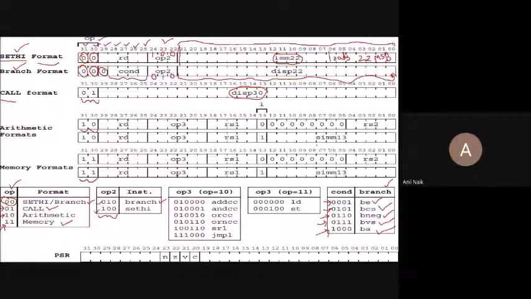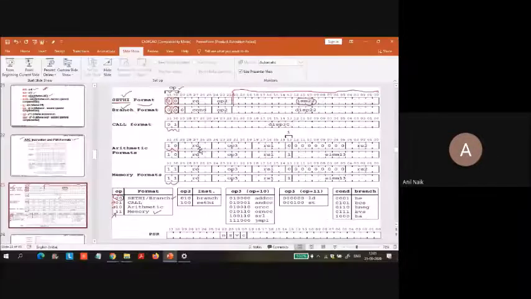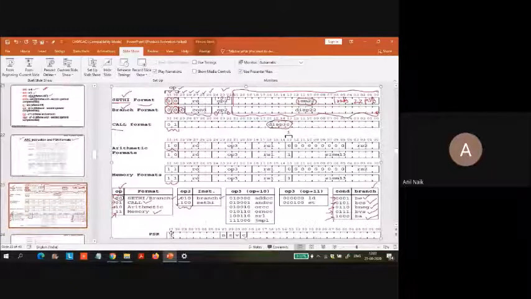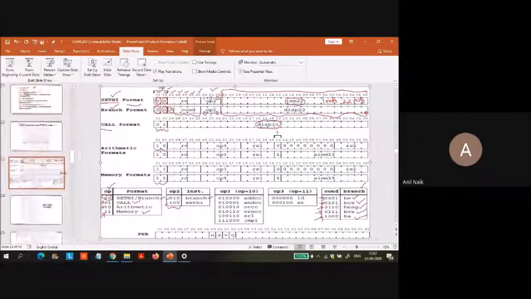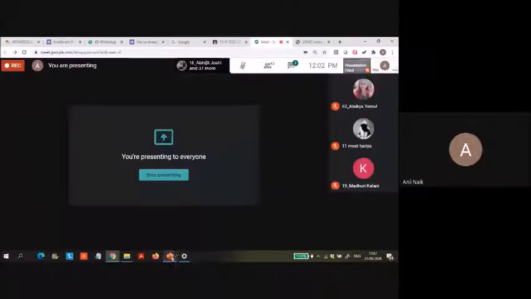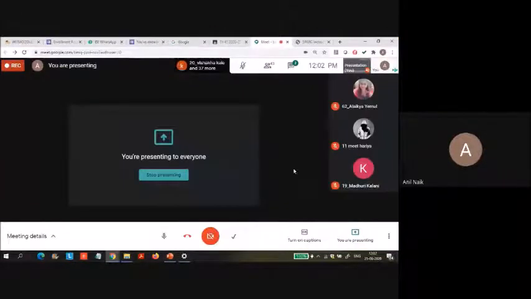Okay, so now I want to know from your side, are you getting these 3 instructions? Here you have to remember these tables also. These OP, OP2, OP3 are related to arithmetic and memory instructions, which will come. Are you getting this, or shall I repeat once again?